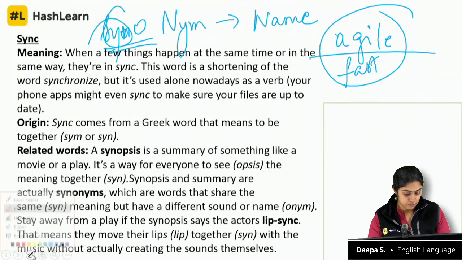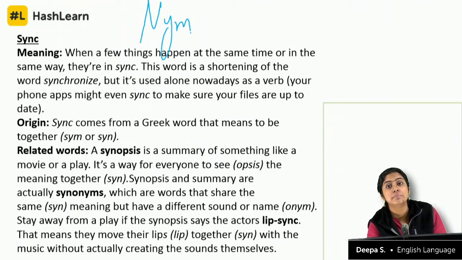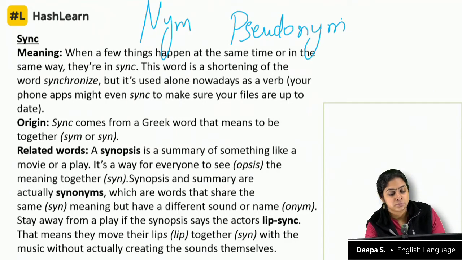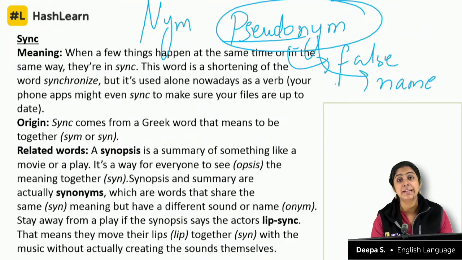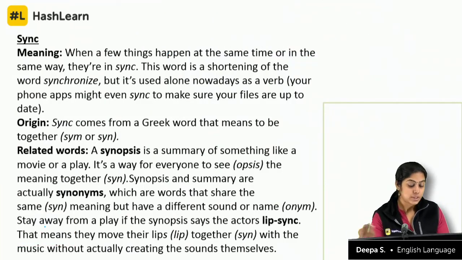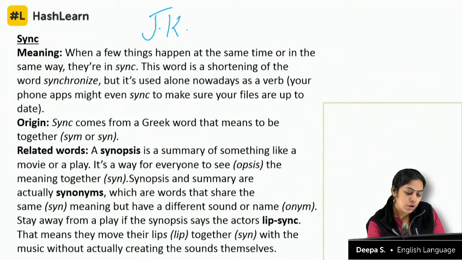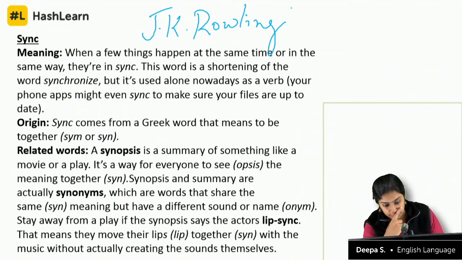Okay, now let's also look at nim again. Nim is the root word, as I said, for name, pseudonym. Pseudo means false, false name, correct? So, that is the transliteration of pseudonym. What is a pseudonym? Let's look at this example. We all know who J.K. Rowling is. She's the lady who gave us Harry Potter, the author who wrote the Harry Potter series, okay?